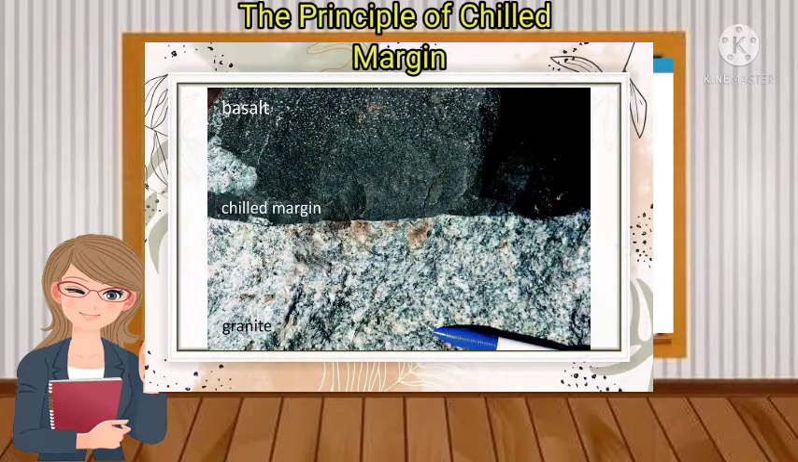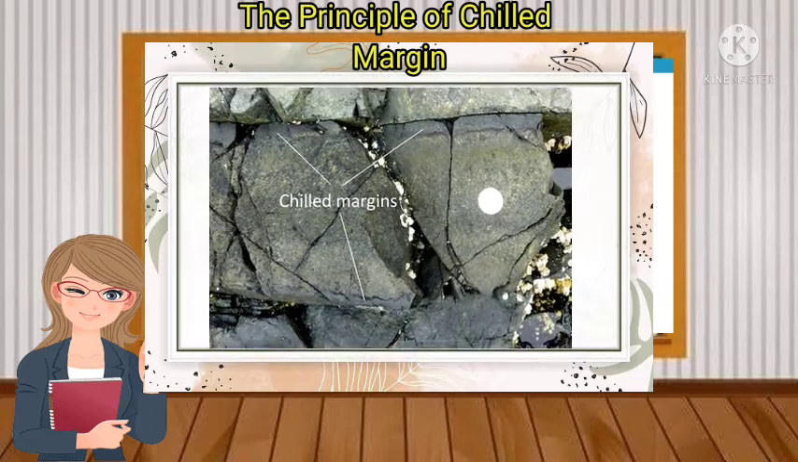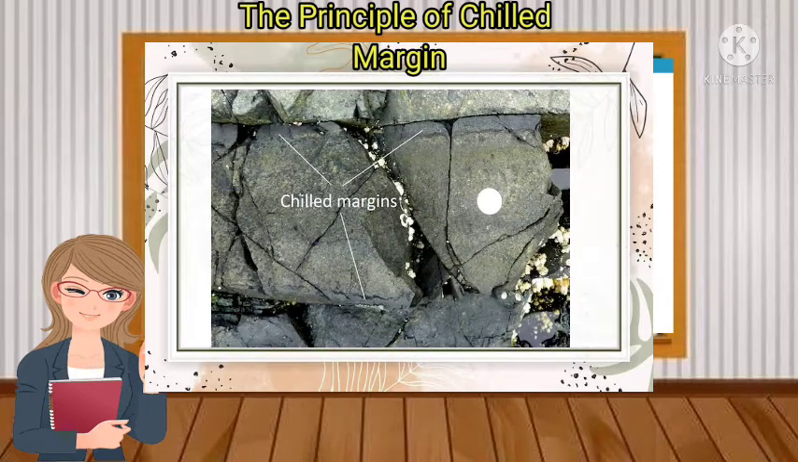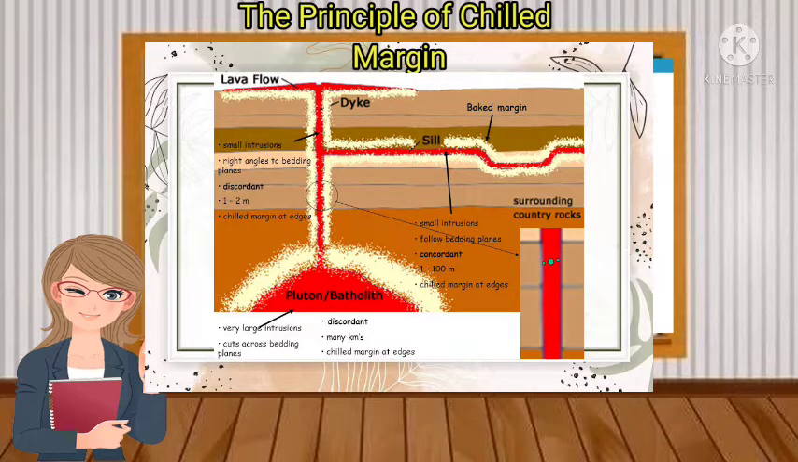So chilled margins are younger than the surrounding rocks because the surrounding rock had to have been there first in order to cause the cooling effect. When the magma comes in contact with soil or soft rock, the heating results in a baked zone in the surrounding rock near the contact with the igneous body.